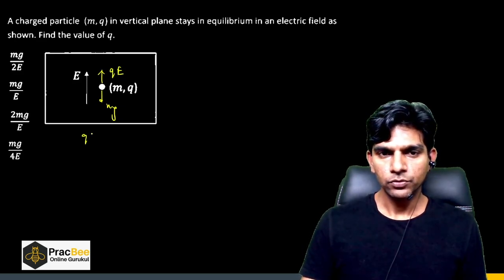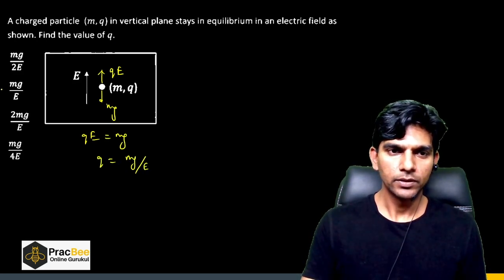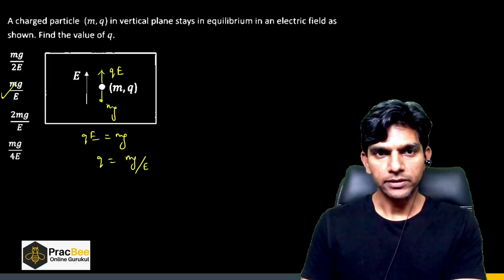So we can say QE will be equal to mg, and we have to find the value of q. So q will be mg by E. So B is the right answer.